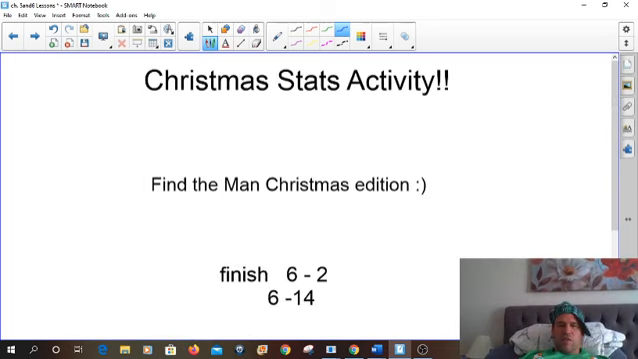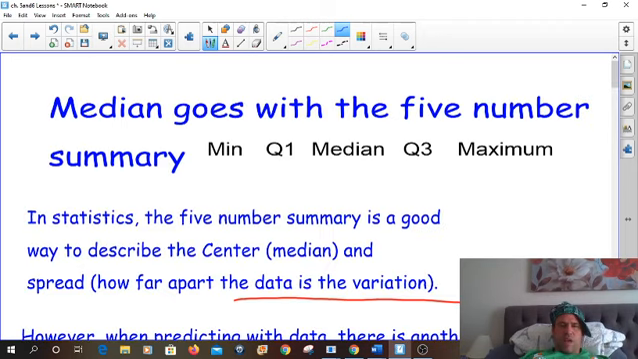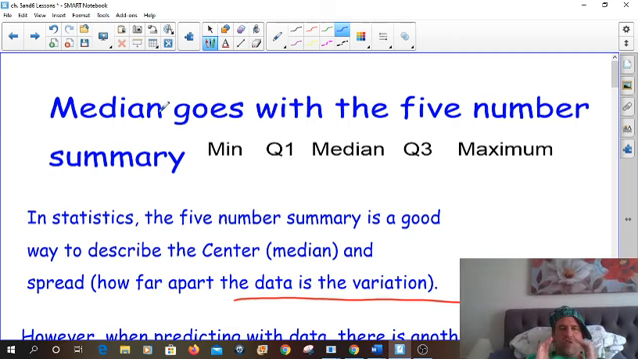Okay, so then we did 5-2. And here it is. This is how it works, to try to connect your knowledge. The median is the center with the 5-number summary. The median's the center, and it spreads outward to Q1 and Q3, minimum, maximum, okay? So the 5-number summary is a good way to describe the center, or median, and the spread, how far apart our data is, the variation, the variability.